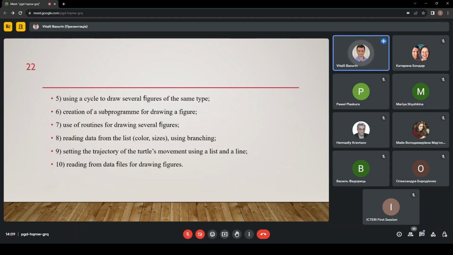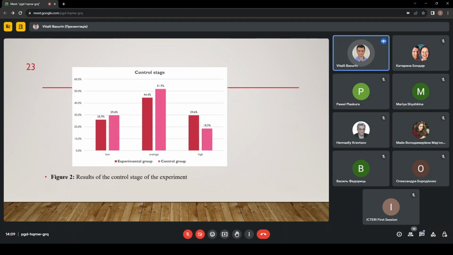Seventh, use of routines for drawing several figures. Eighth, reading data from the list, color and size, using branching. Ninth, setting the trajectory of the turtle movement using a list and a line. Tenth, reading data from files for drawing figures. The results of the control stage of the experiment are shown on slide 23.